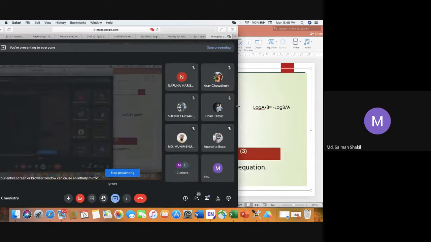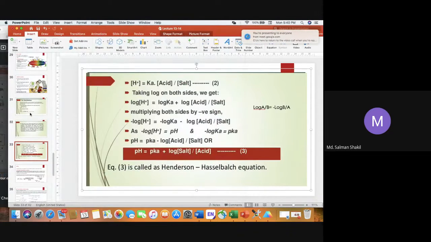Is it clear to all, this equation? Yes, sir. Tanvir, could you please explain this equation now? Not properly, but sir, okay, you can try, no problem at all.